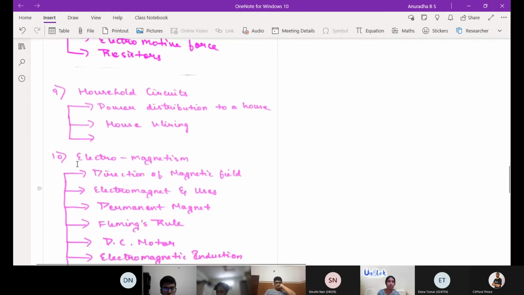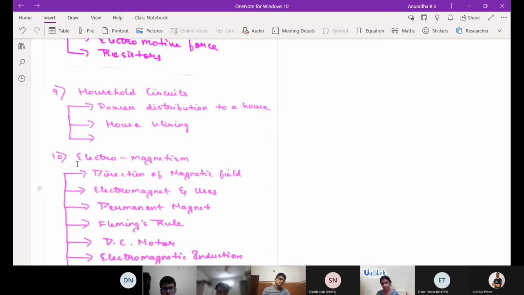Next is the household circuits. Here it is nothing but the applications. How does the current work? How are the circuits in your house? How is the wiring? You would have seen different circuits, right? You would have seen a fuse and the power supply. You will be learning about all those things. You would have seen wires of different colors. Why is it green? Why cannot it be yellow? Why is it black? Why cannot it be red? Why is this wire of red color?